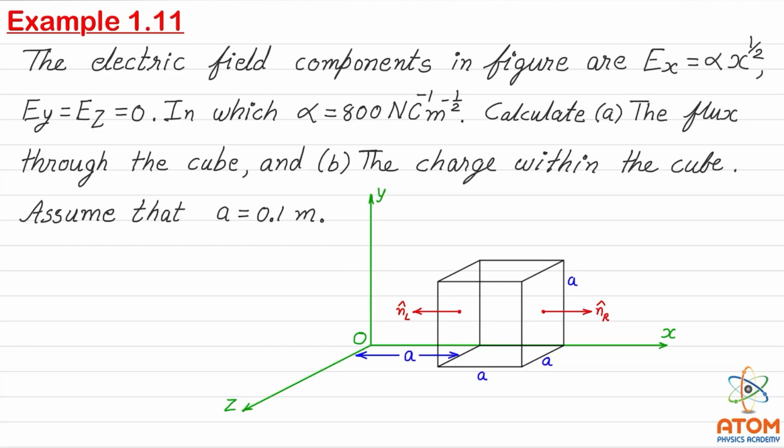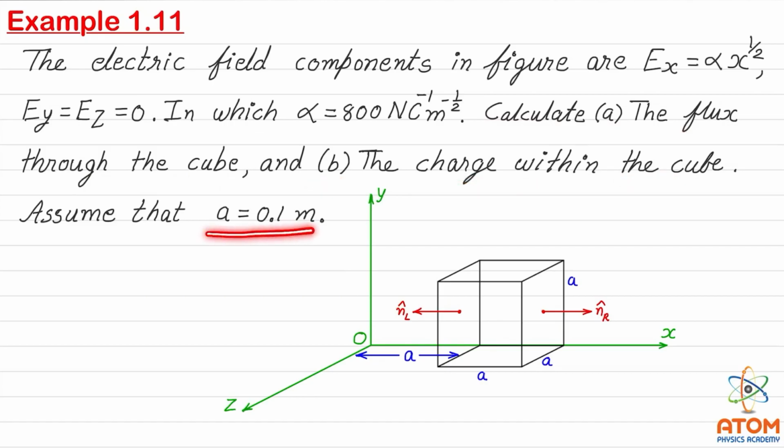Now let us see example 1.11 of chapter 1. The electric field components in the figure are Ex equal to alpha x raised to 1 by 2, and Ey and Ez both are 0. That means the electric field is only in the x direction, in which alpha is 800 newton per coulomb per meter raised to 1 by 2. Calculate A, the flux through the cube, and B, the charge within the cube.